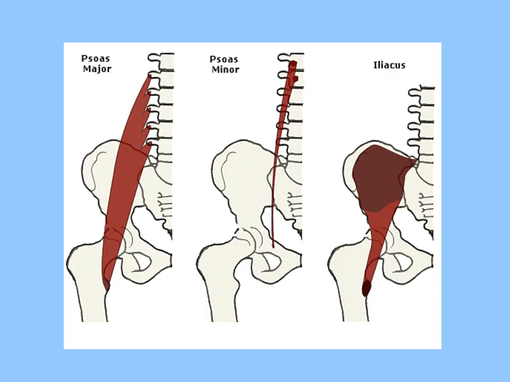The psoas major, psoas minor, and iliacus are all innervated by the femoral nerve. The femoral nerve, which comes from L2, L3, L4, courses inferior, just lateral to the psoas major and just medial to the iliacus. So it certainly makes sense that the femoral nerve would innervate both of those muscles. If the psoas minor is present, it is also innervated by the femoral nerve.